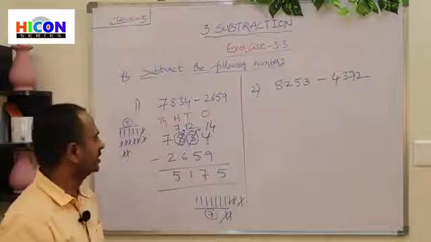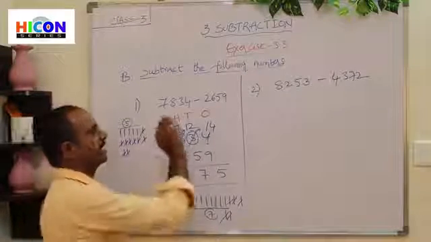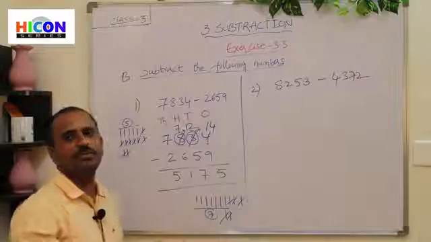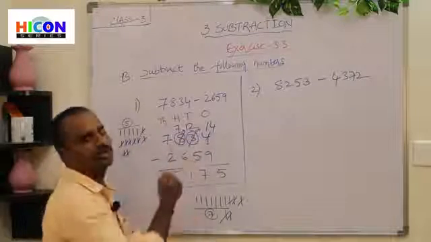5175. So children, in this way, if the numbers are given one beside the other, first we have to write the numbers one below the other.